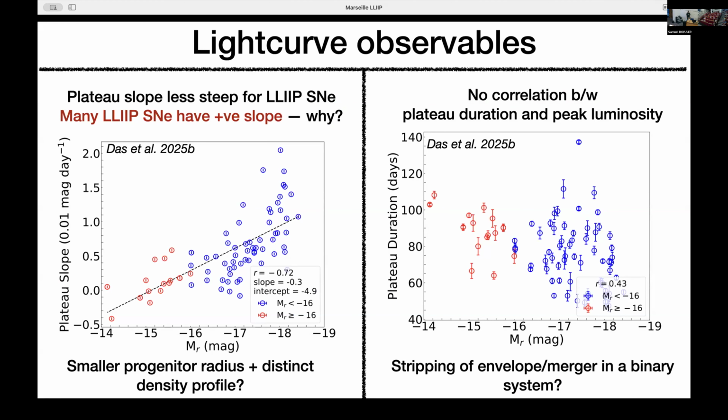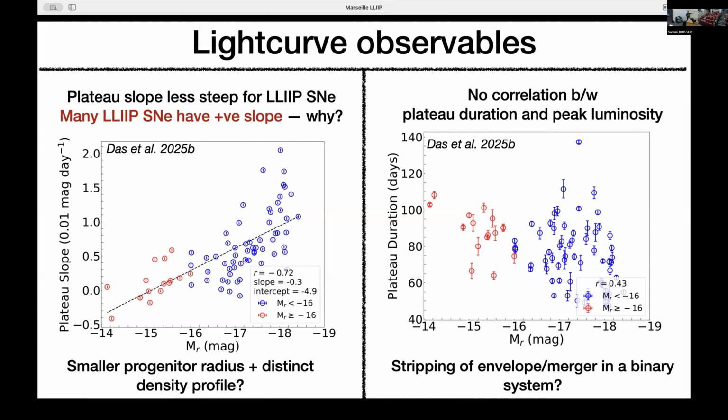I'll just highlight a few other interesting results that we've got from the light curve analysis. One interesting thing we found was that a lot of these low luminosity 2p supernovae, for some reason, had a positive slope. It's not super clear why. You expect the plateau to be either flat or decline over time. So this was one interesting thing we found.